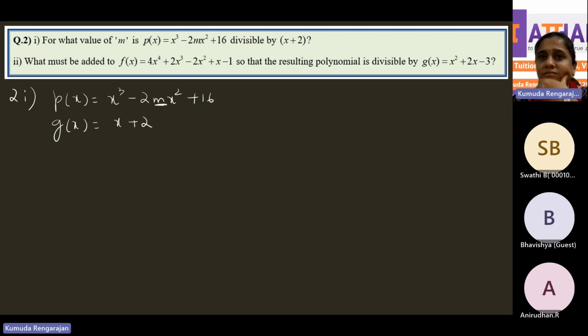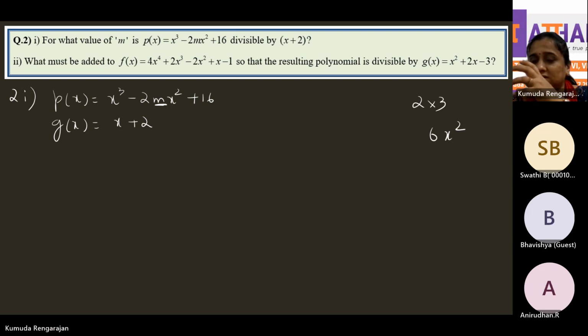Can you see an m here? So that means this p of x is not complete. So maybe that m is 3. So 2 into 3, it is 6x square actually. See, that is 2mx square, right? So maybe it is 6x square. So it is 2mx square, meaning the value of m is 3.